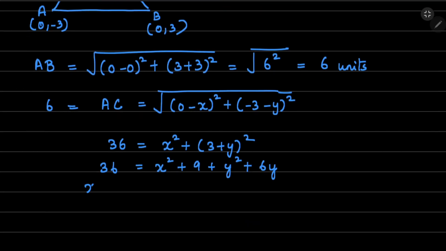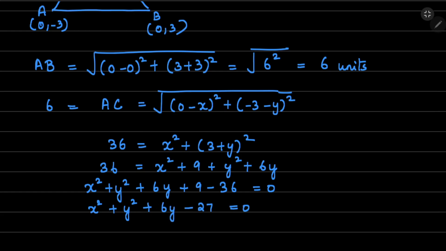Let's rearrange the terms and write. So you have x square plus y square plus 6y plus 9 minus 36 equal to 0. So you have x square plus y square plus 6y minus 27 equal to 0. Okay, so this is your first equation.